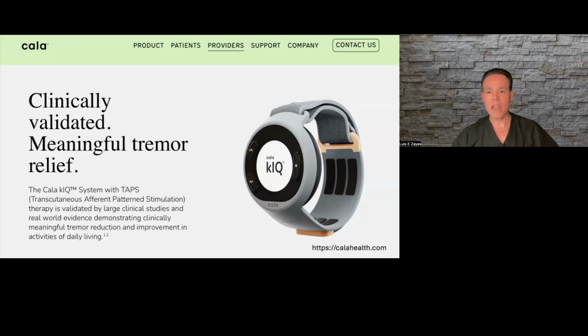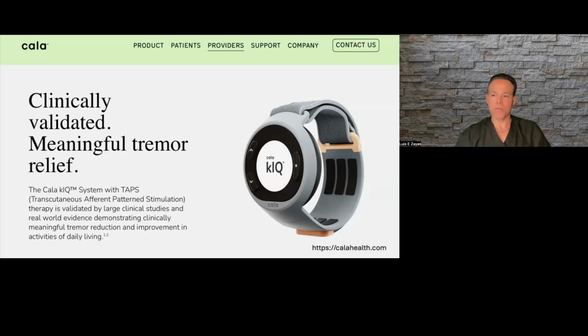Now, this is another device, and this device is relatively new. Basically, this is a sophisticated device that looks and feels like a watch, and it stimulates the radial nerve and the median nerve at the level of the wrist, and causes a similar effect to deep brain stimulation at the level of the thalamus, okay? The specific nucleus that we call the VIM, and basically disrupts the pathological oscillation at that level, okay?